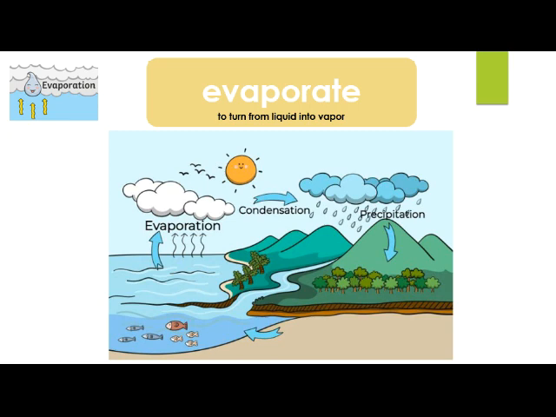The first word is evaporate. Evaporate means to turn from liquid into vapor. So in this picture here, I have the water cycle. Evaporation is taking place right here. This liquid from the ocean is turning into water vapor. It's light enough to float. Here you can see another picture. This little droplet is going all the way up into the clouds, right? That's evaporation or to evaporate.